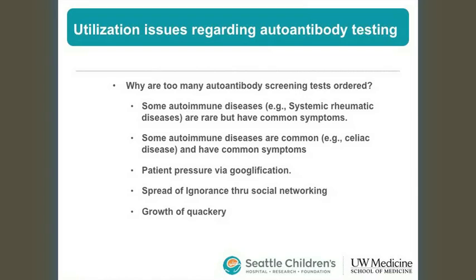So autoantibody testing is very, very helpful if you're sick, and can be helpful as a rule out, but it's over-tested. And it's because rare diseases have common symptoms. People Google, they bring in their list. Physicians feel pressured, so they order. Some autoimmune diseases are actually very common, and have common symptoms, like celiac disease. Patient pressure, Googleification, and also social networking. So Google gives you the false information you need, and then social networking allows you to spread it.